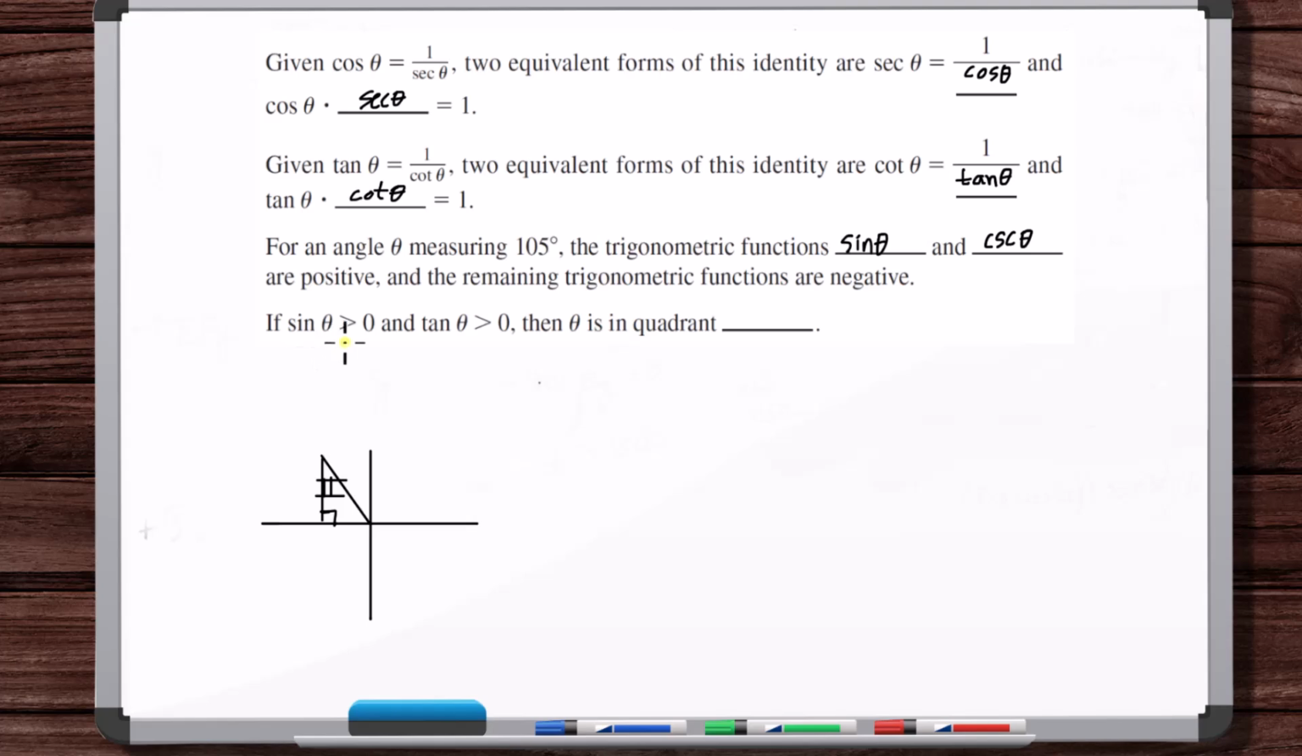So for sine theta to be positive, you're going to have a positive y, which is quadrants 1 and 2. Okay, now if tangent theta is going to be positive, then tangent theta can't be positive here. It's only positive in the first quadrant, so theta must be in quadrant 1.